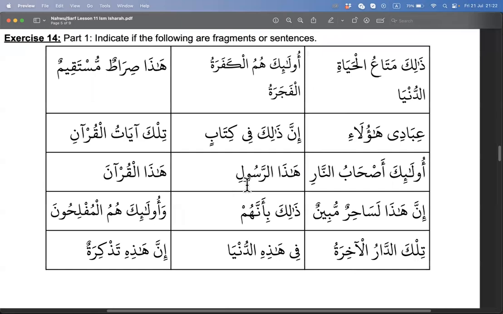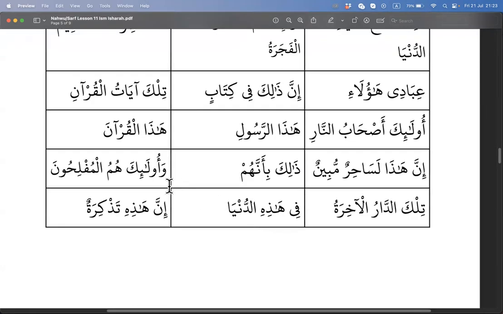Next one: Inna hadha lasahirum mubin. Sentence. Yes, good. Again, hadha is what status here? Nasab, because of the inna. So this is our ism inna. Very good. Next one: Dhalika bi annahum. Dhalika, sentence. Good. What about bi annahum? Bi anna is half of nasab and whom is the ism bi anna. Very good.